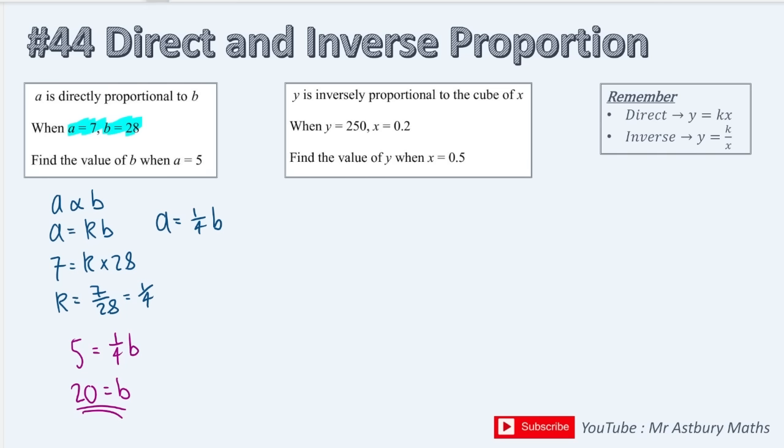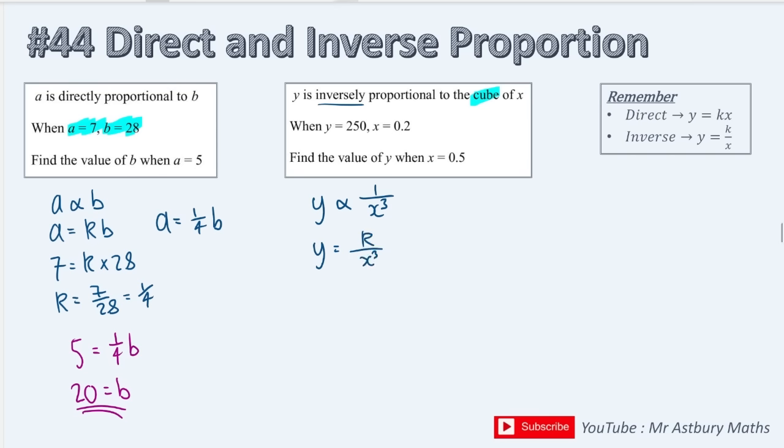Next question. Y is inversely proportional to the cube of x. Really important not to miss out that word when reading the question. So we write that y is proportional to 1 over the cube of x, so x cubed. And we do the 1 over because it is inversely proportional to. This tells me that y is equal to some constant k divided by x cubed.